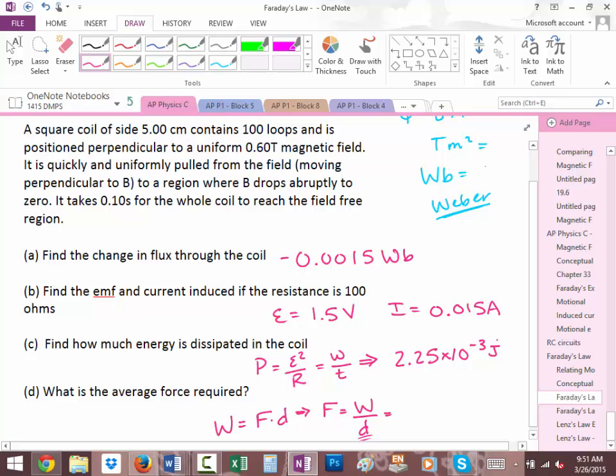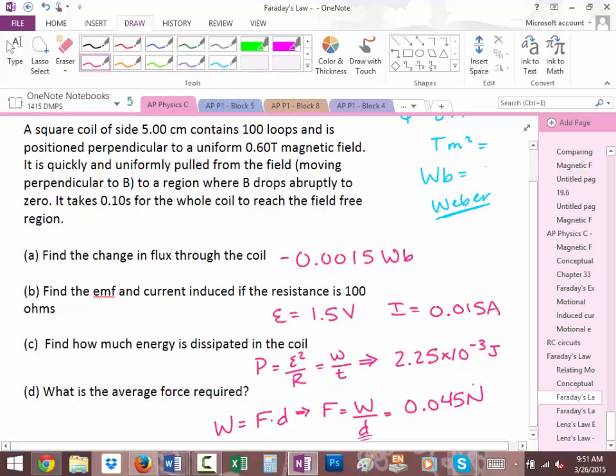And then part D. What is the average force required? I got 0.045. Is that okay? Issues or questions with this? The concept here really is not that hard. Well, I should say the plugging in numbers process is really not that hard.